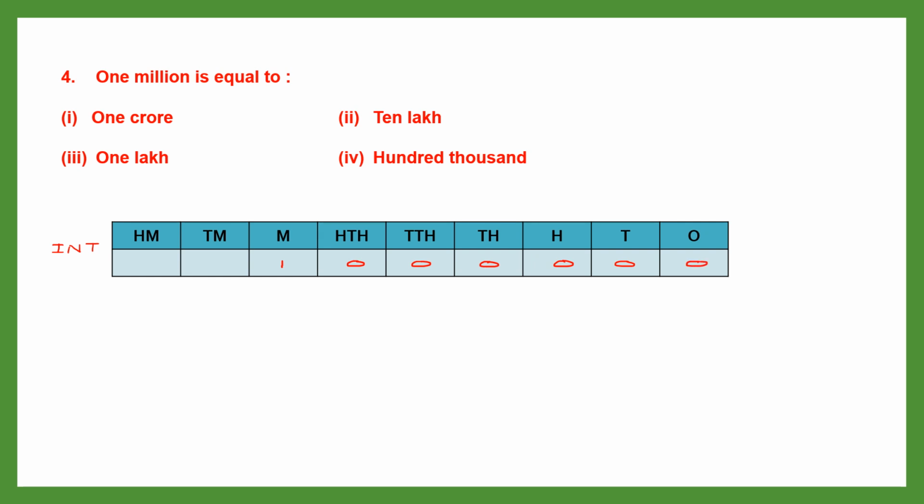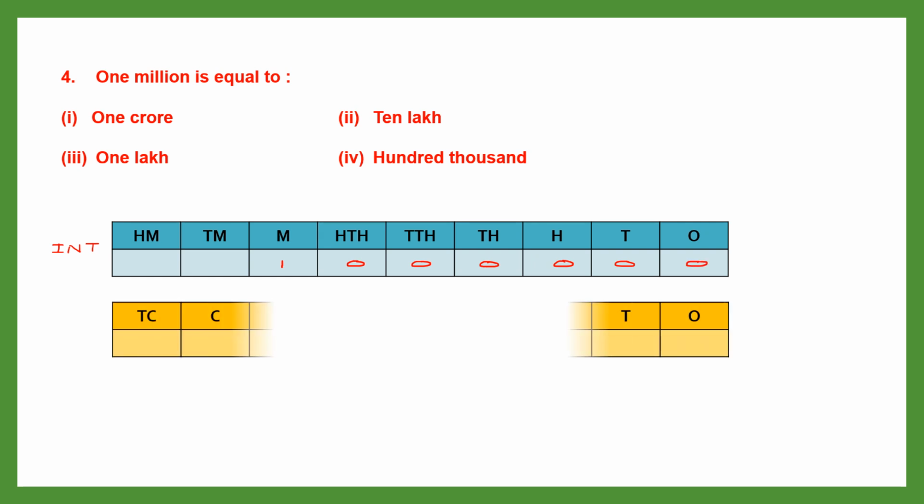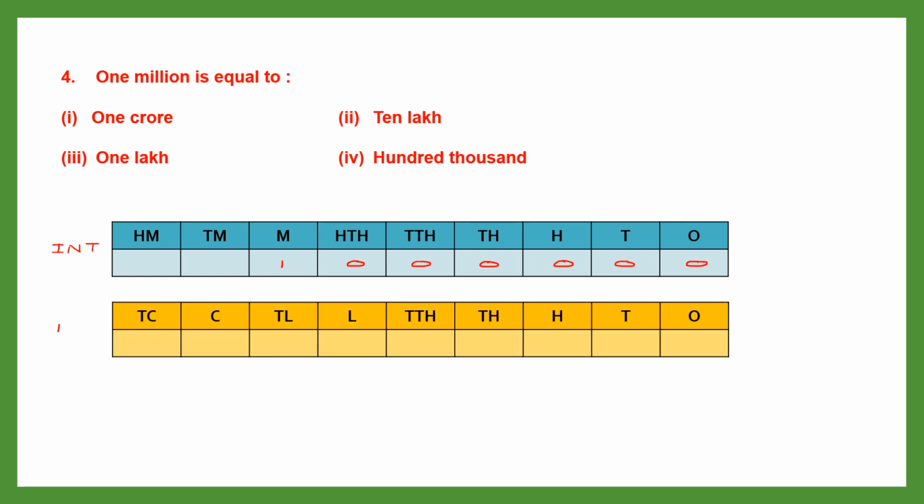Let's see what it is equal to in the Indian system. So this is the Indian system. So let's write IND for Indian. And 1 million is equal to what is shown on the Indian place value chart, 10 lakh. 1 million is 10 lakh. And that is option 2. And let's underline that option 2, 10 lakh.